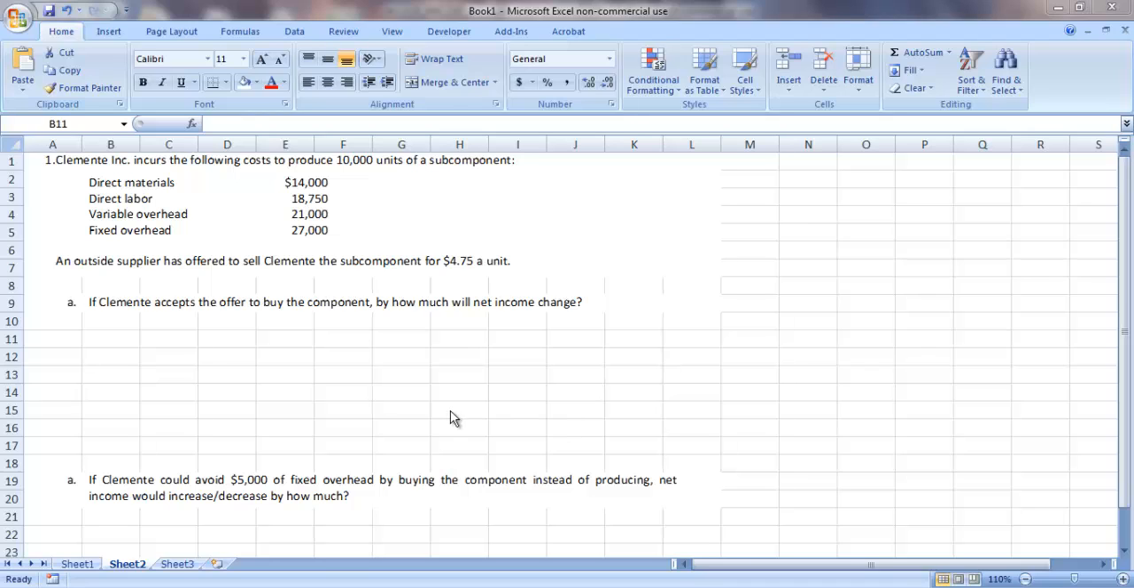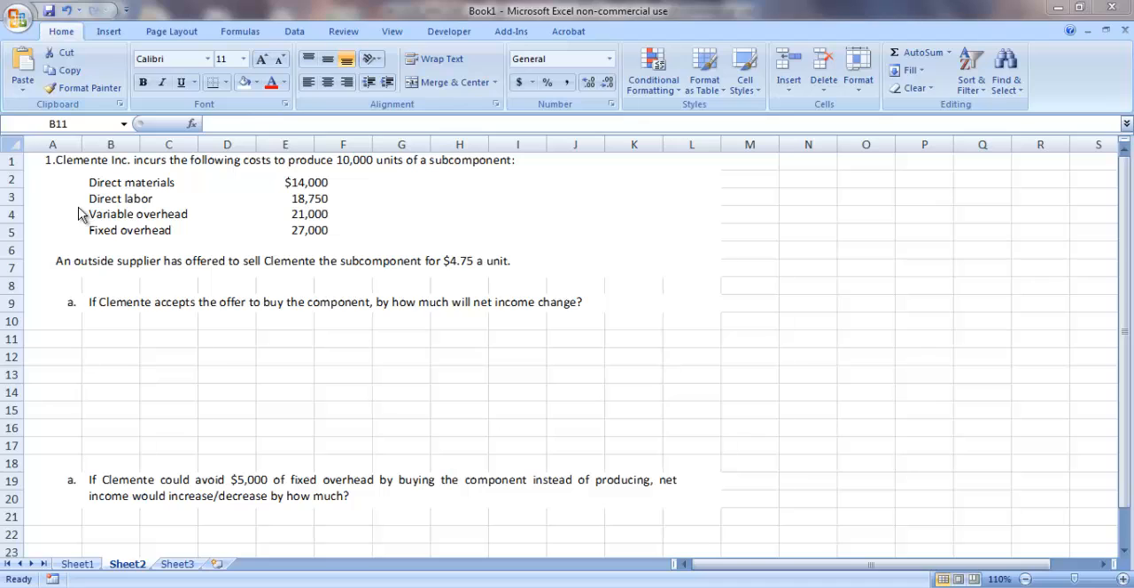In this demonstration, we are going to look at a classic make versus buy decision. So incremental analysis is used to decide whether our production facility is better off making a component ourselves, or whether we're better off buying that component from an outside supplier.